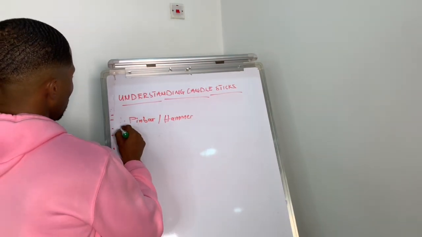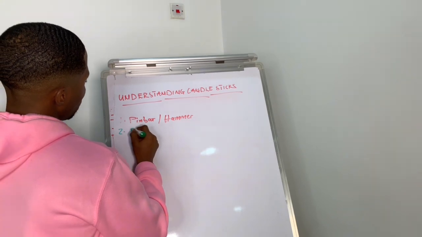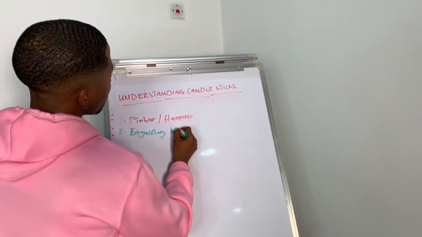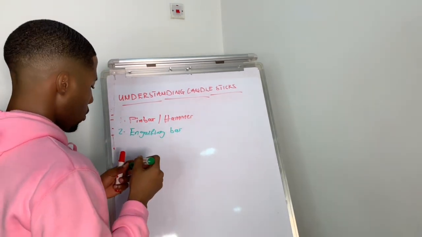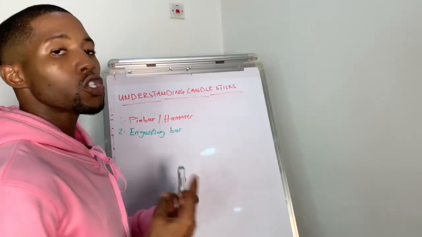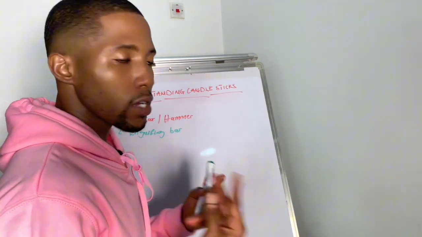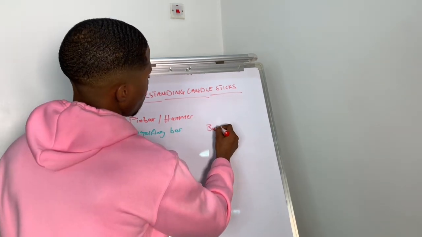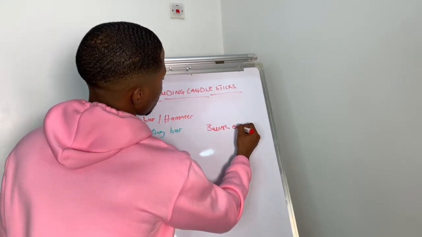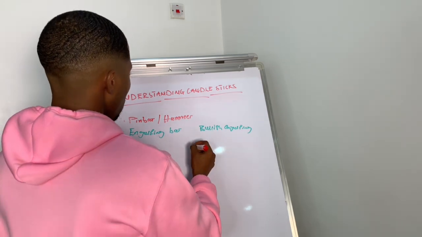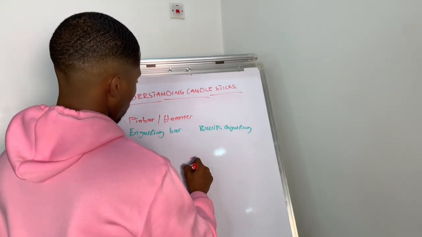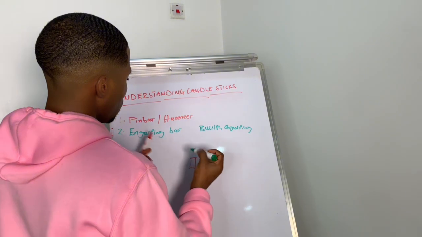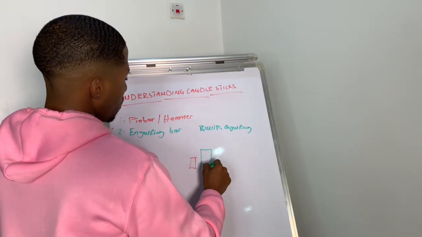The second one is called an engulfing. You can call it an engulfing bar or a candlestick, right? Now an engulfing is normally represented with two candlesticks, the first one and the second one. Let's go with bullish first. Bullish engulfing: the former candlestick is normally red, and the next candlestick is normally green.